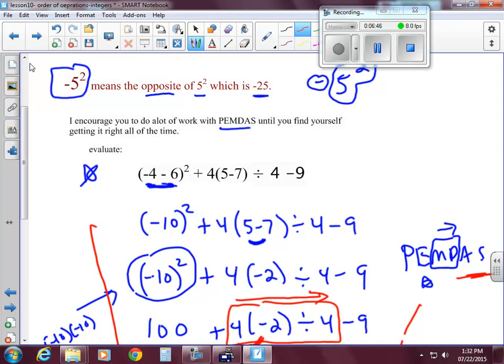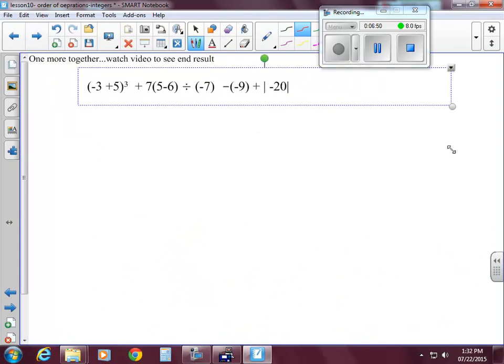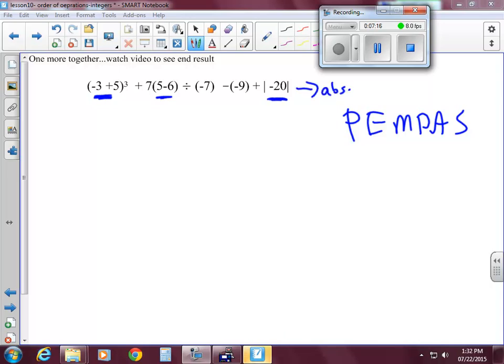Okay, try another. One more together. And then you should practice as many as you can on your own. All right. PEMDAS, always writing that off on the side to remind myself. Take care of your parentheses first. Okay. And any kind of grouping symbols like bars or brackets. Now remember absolute value. Remember that last thing, the bars, that's absolute value. It's been a while since we've talked about that.